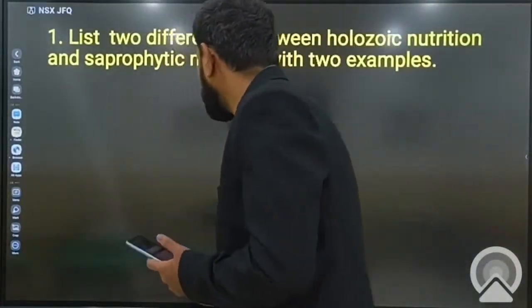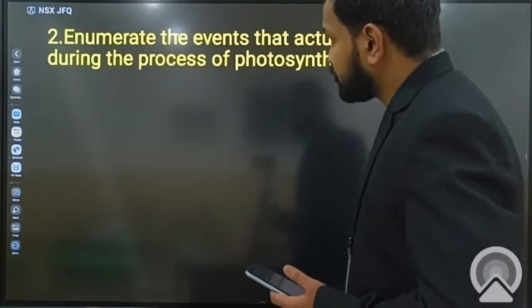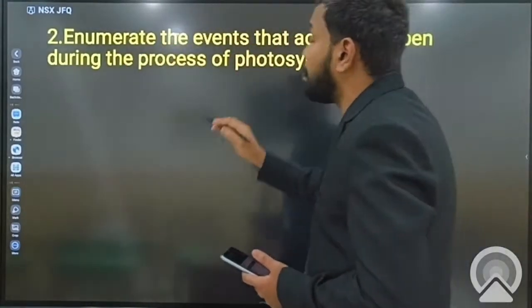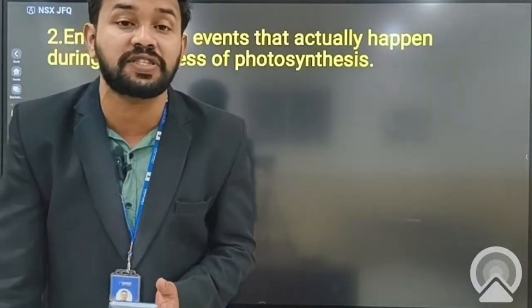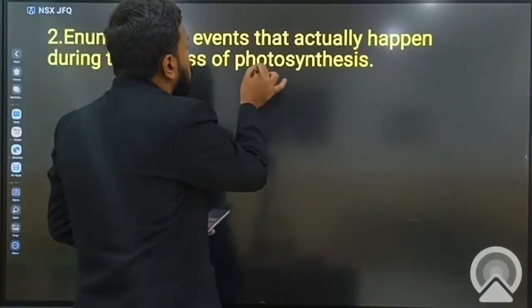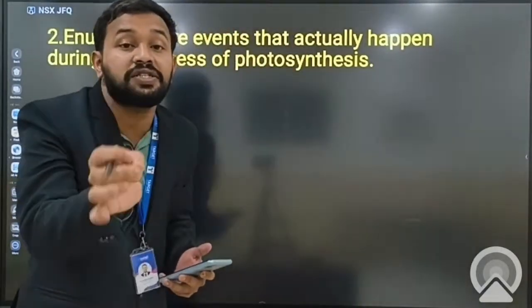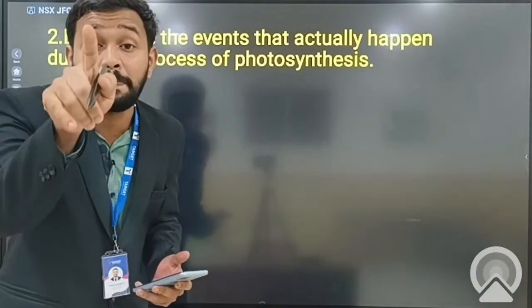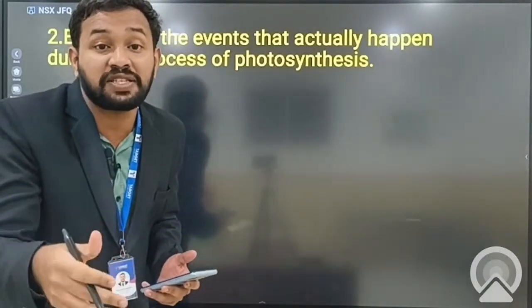Then we will move on to the next question: enumerate the events that happen during the process of photosynthesis. In photosynthesis, light energy is used for synthesizing food. It takes place in plants, in the leaf.